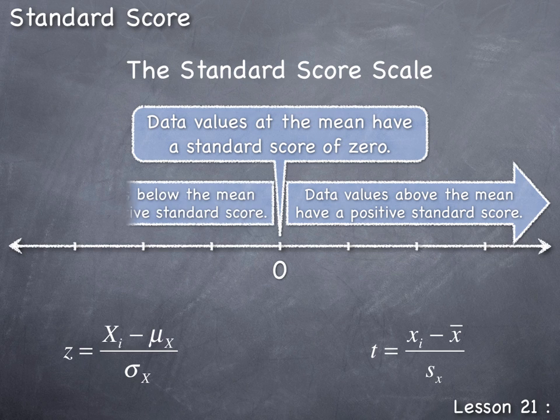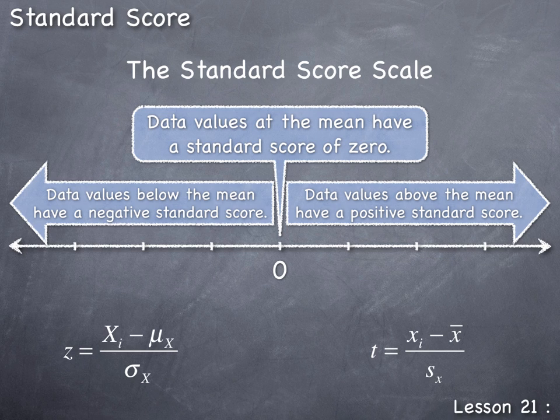Conversely, data values that fall below the mean always have a negative standard score. That's because data values that are below the mean are less than the mean. And when you take a data value x, which is smaller, subtract the mean, which is larger, smaller value minus larger value always leaves a negative difference. And so data values that are below the mean always have a negative standard score.